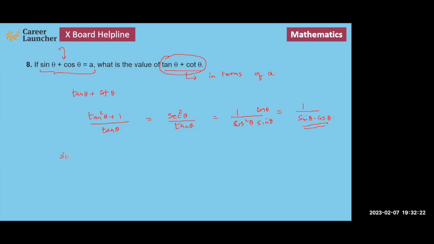Sin theta plus cos theta is equal to a. So I can see that if I square up both the sides, I'll get sin squared theta plus 2 sin theta cos theta plus cos squared theta is equal to a squared. So which is nothing but 2 sin theta cos theta will be equal to a squared minus 1, which implies if I want to find out 1 by sin theta cos theta, it will be equal to 2 by a squared minus 1.